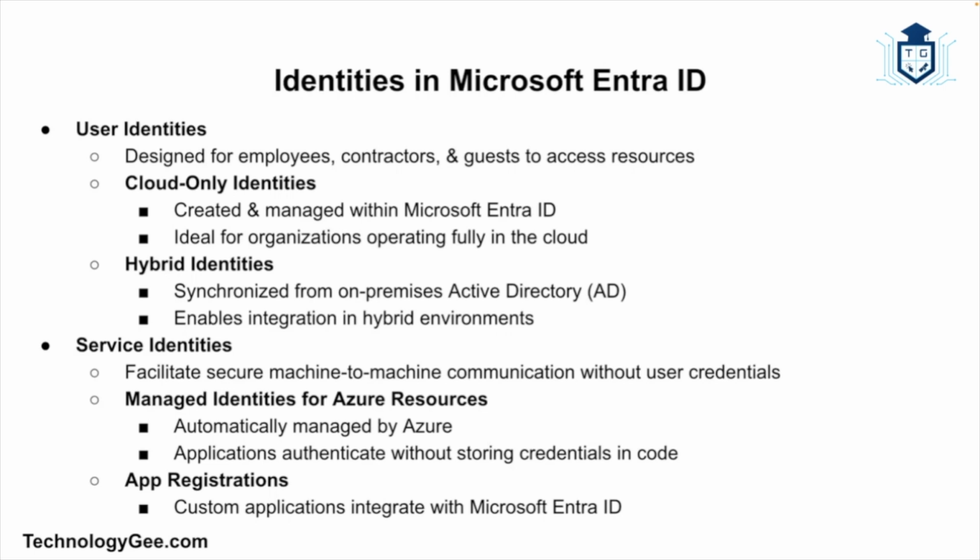Next, we have what are called service identities. These are used by applications, services, or automation tools to access resources securely. These identities facilitate machine-to-machine communication and ensure security without requiring user credentials. Within that, we have what are called managed identities for Azure resources. These are automatically managed by Azure, and these identities allow applications to authenticate without storing credentials in code. And then we have app registrations. These are used for custom applications that need to integrate with Microsoft Entra ID.